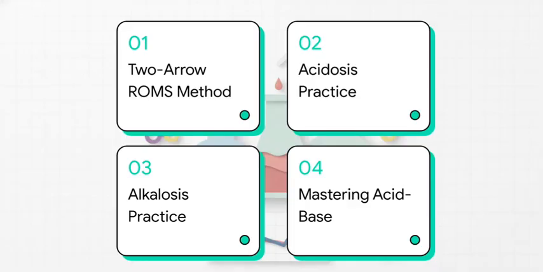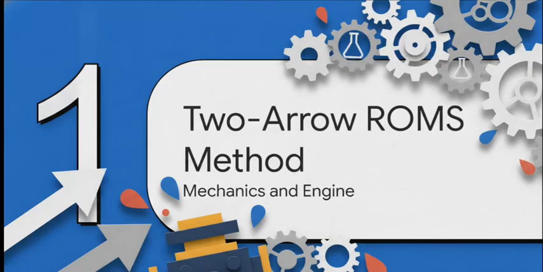Here is our quick game plan for the explainer. We'll start with the two-arrow ROMS method, then move into the acidosis practice drills, followed by the alkalosis practice drills, and finally, wrap up with mastering your acid-base analysis. All right, let's get into it. Part 1, the two-arrow ROMS method.